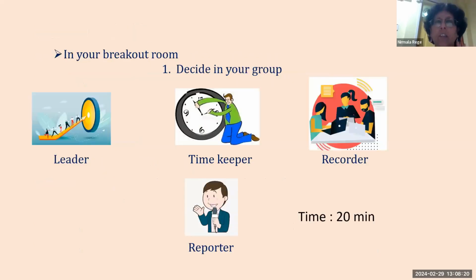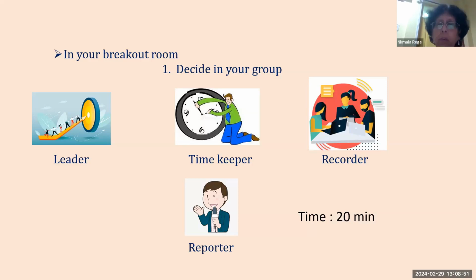Now, all of you know our rules. We have been doing breakout rooms for a long time. One of you will be the leader who will initiate the discussion. One person will be a timekeeper who will keep the time, and the time given in the breakout room is 20 minutes. So think, record it or report it, and there will be one reporter who will report at the end to the entire group.